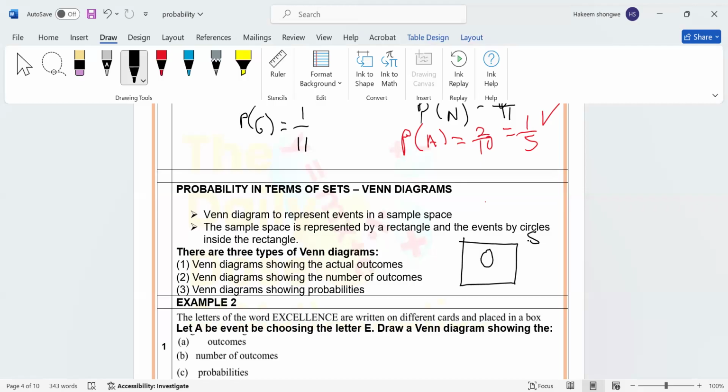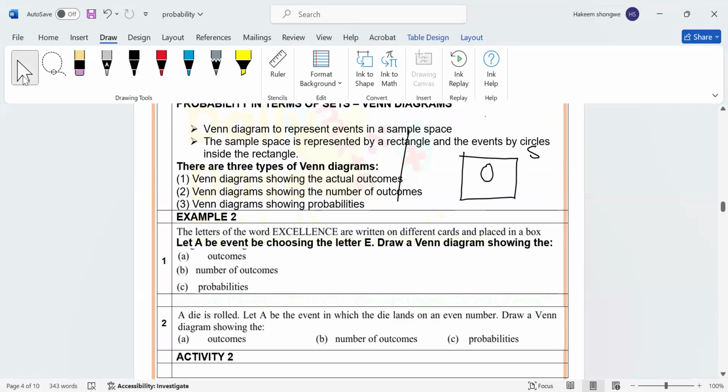Does it make sense? Yes. Now, if we are representing our Venn diagram, there are three ways in which we can do it. Number one, we can show the actual outcomes. Then we can also show the number of outcomes. The other way is to show the probability. We need to be able to do all three of them in grade 10. As we move on, especially in the upper grades, they will want us to show the outcomes, and also the outcomes and then the probability. But we need to know all of them.